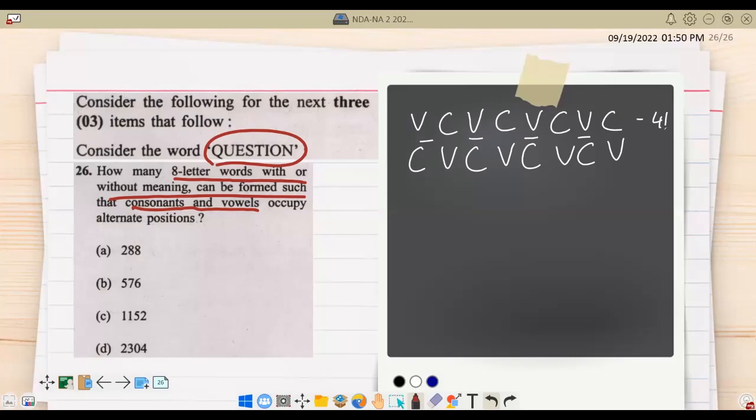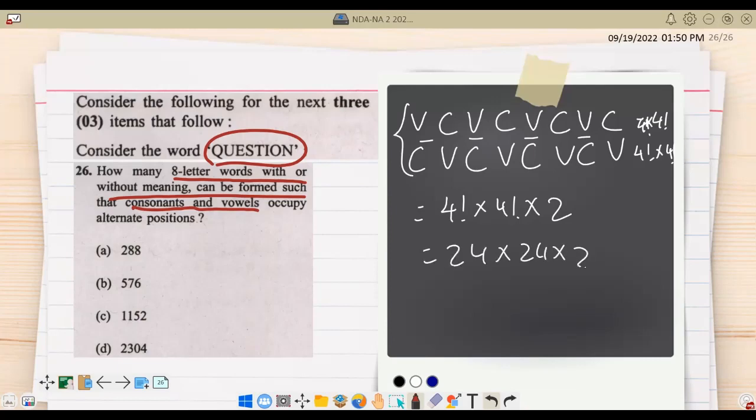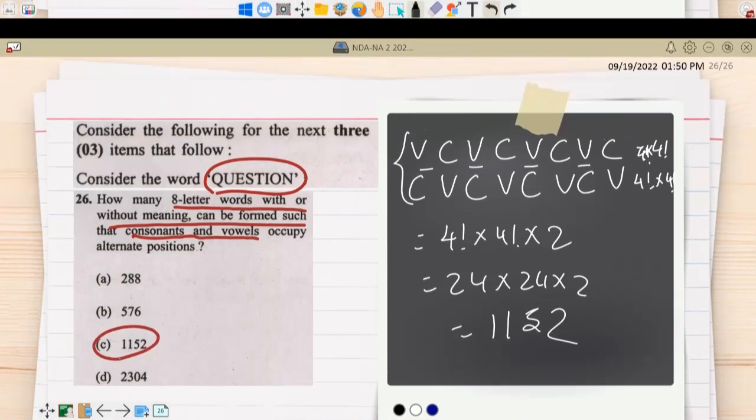And likewise, the consonants can also be arranged in 4 factorial ways. So it is 4 factorial into 4 factorial. So the total number of words that can be formed is 4 factorial into 4 factorial into 2 for these 2 variations. So totally it is 24 into 24 into 2, which is 1152. The answer is 1152.